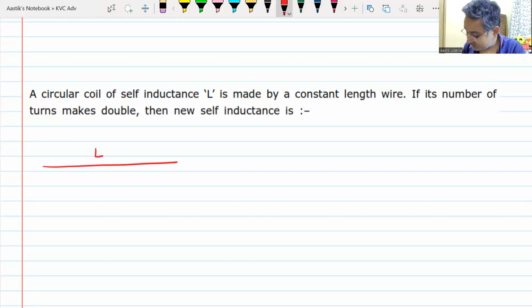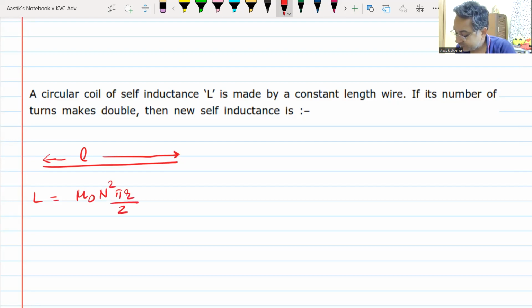This is the wire of length l. If I turn it into a circular coil, the self-inductance of this coil will be mu naught n square pi r by 2.